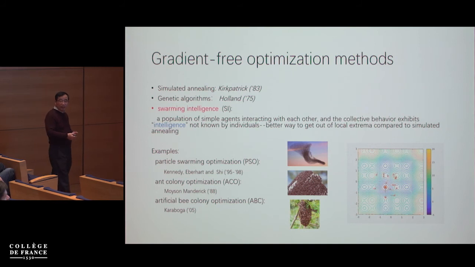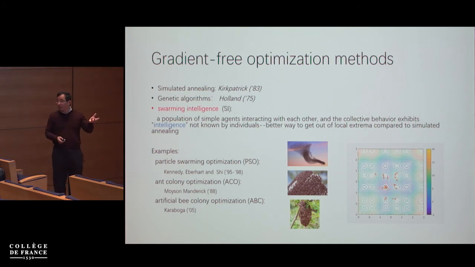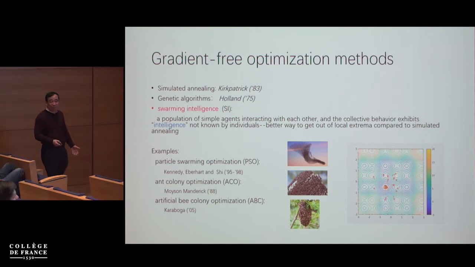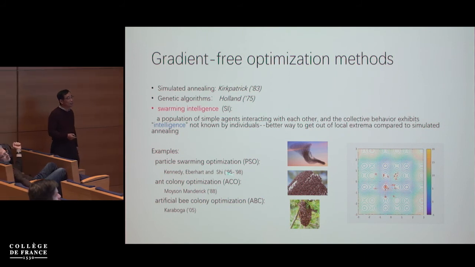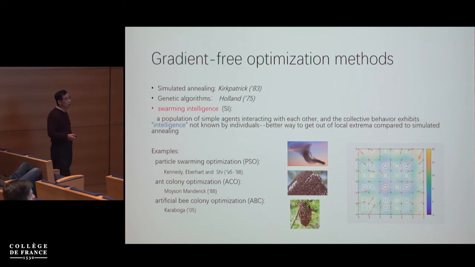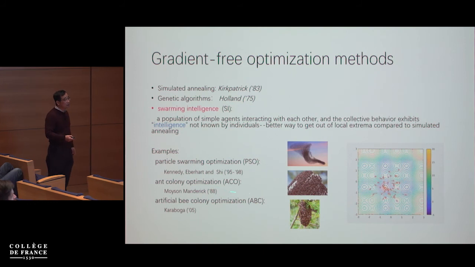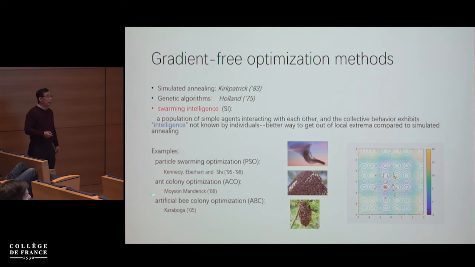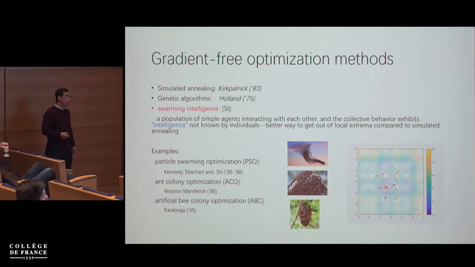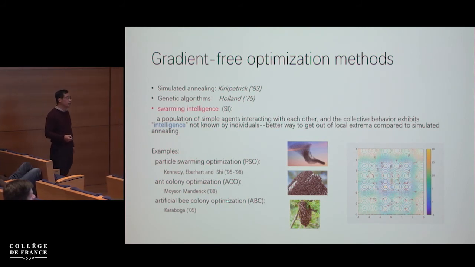So we all know AI stands for artificial intelligence. Here I'm talking about animal intelligence. My AI is animal intelligence. It turns out these animals are quite intelligent, all right? They're smarter than what we think. So here are a few examples: particle swarm optimization, ant colony optimization, and artificial bee colony optimization.